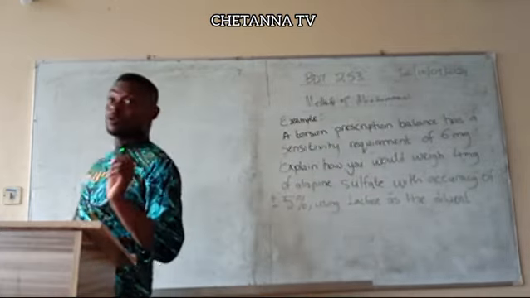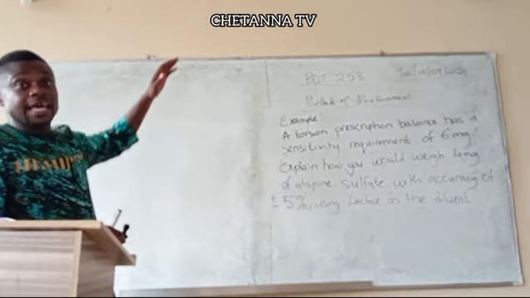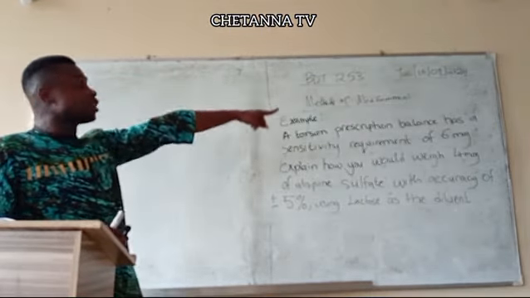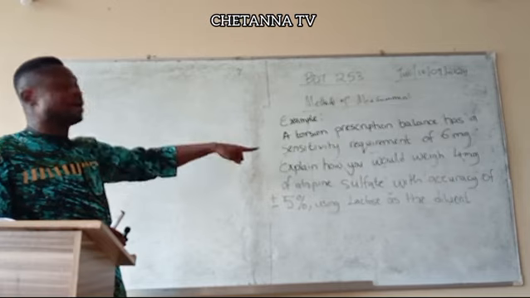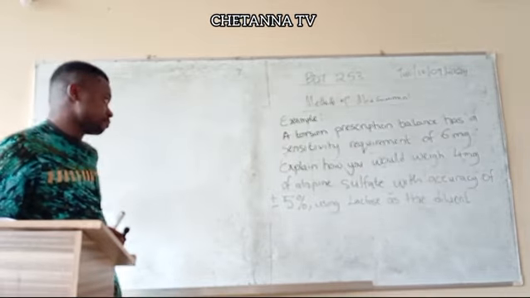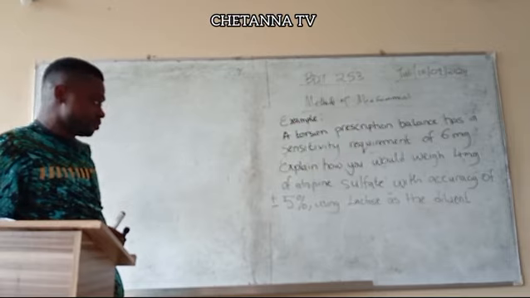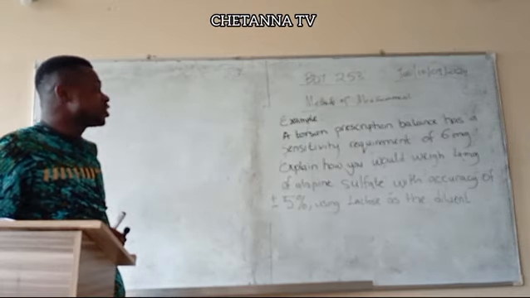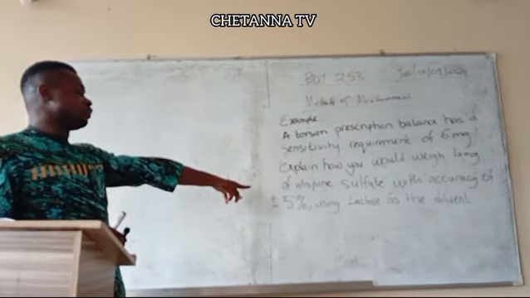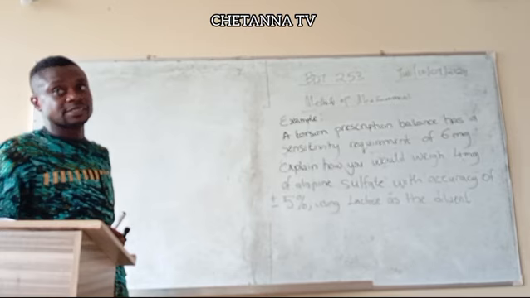Alright, so let's look at the question. The question says a torsion prescription balance has a sensitivity requirement of 6 milligram. Explain how you would weigh 4 milligram of atropine sulfate with an accuracy of 4 to 5% using lactose as the diluent.